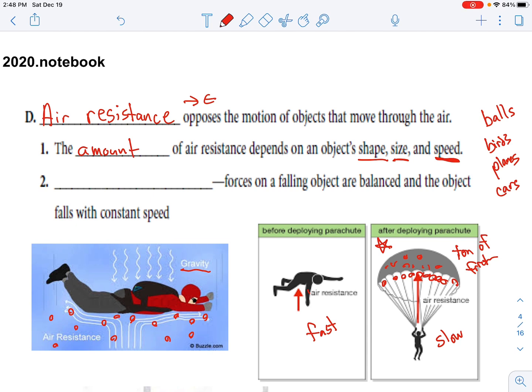Okay, now there is one more term here. Number 2. This is called terminal velocity.